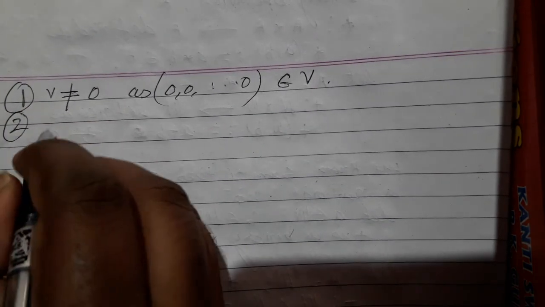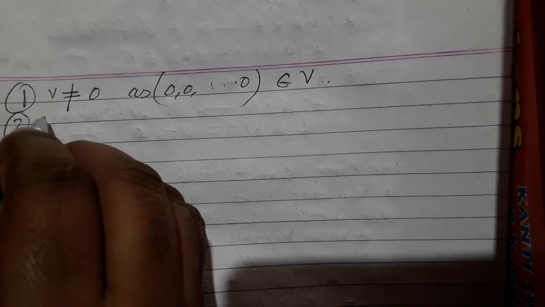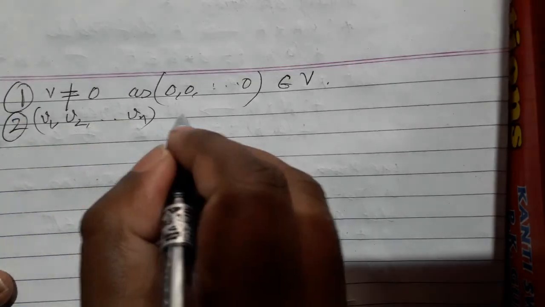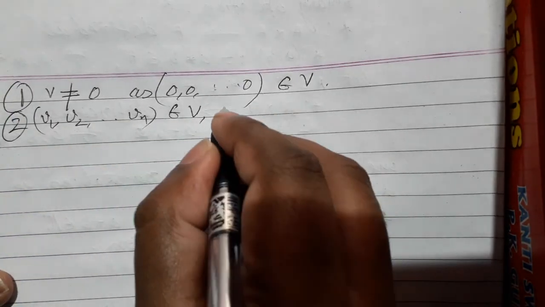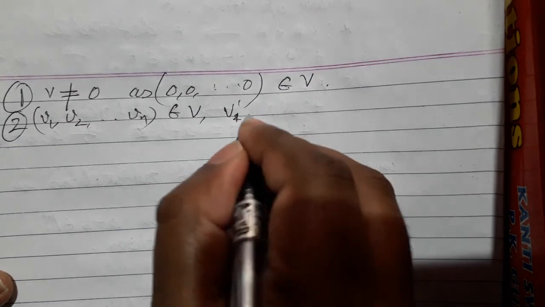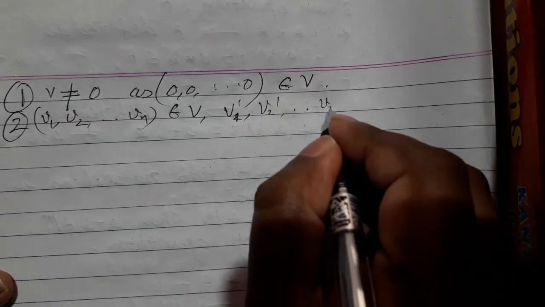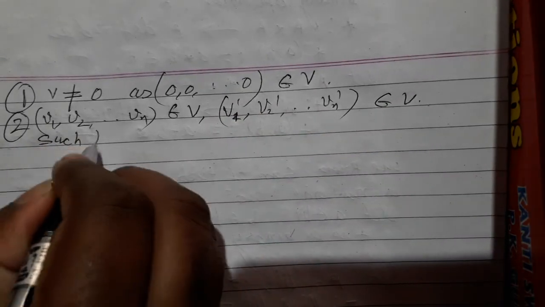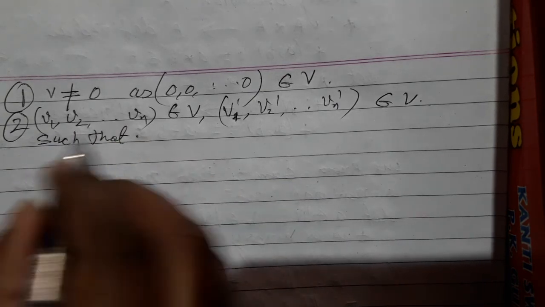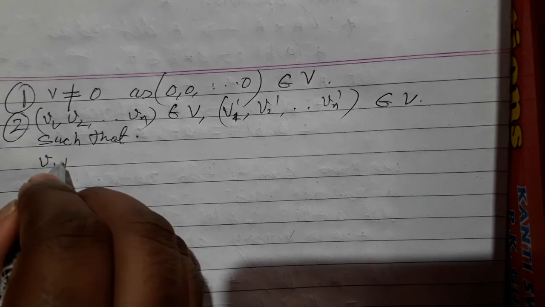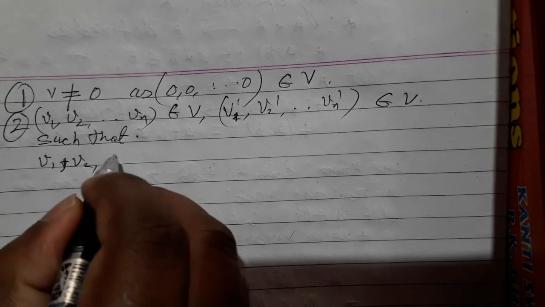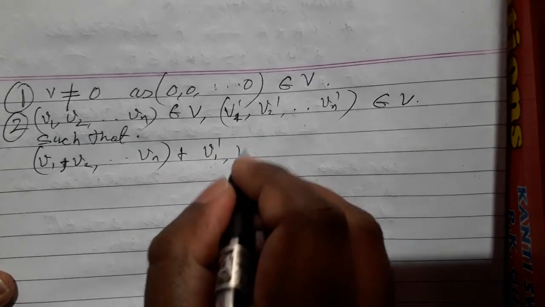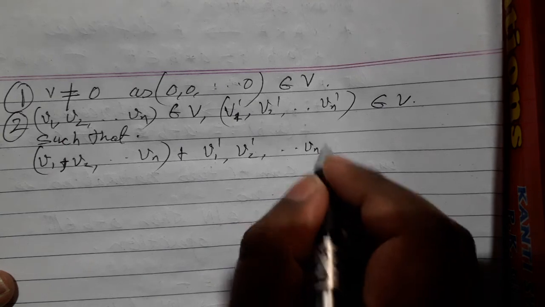The second condition is the binary operation. If I take two elements, (v1, v2, ..., vn), which belongs to V, and (v1 dash, v2 dash, ..., vn dash), which also belongs to V, such that you add these two.